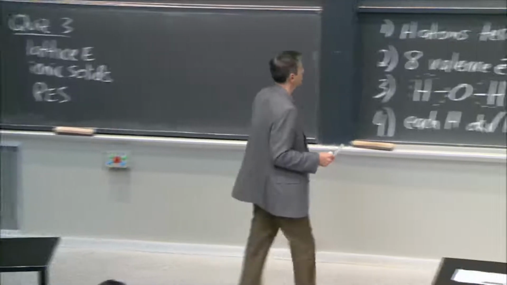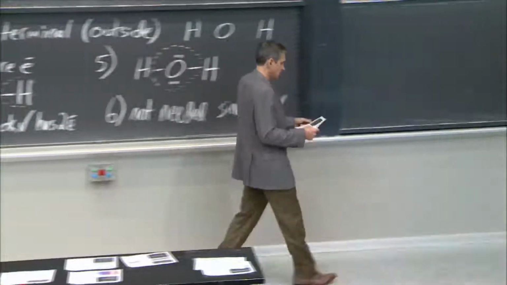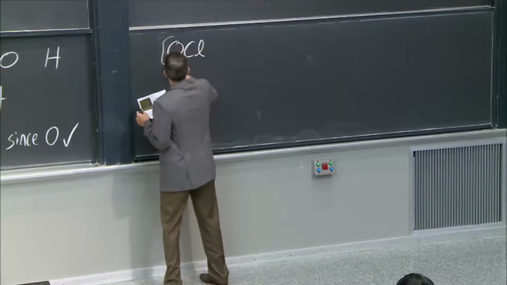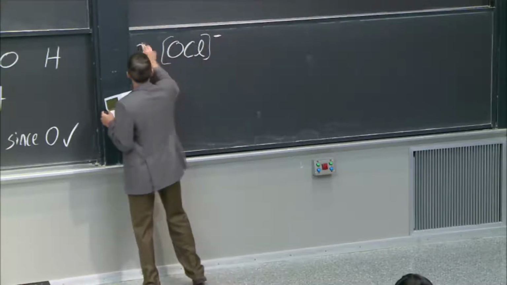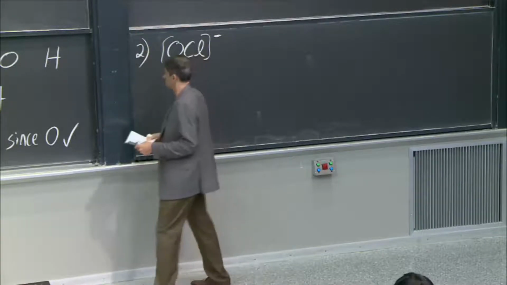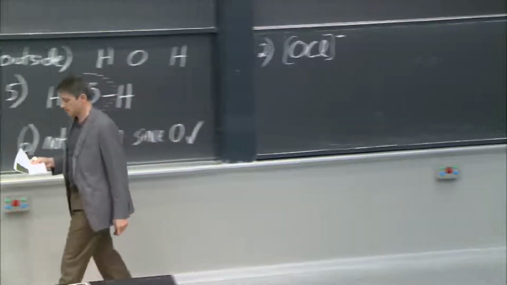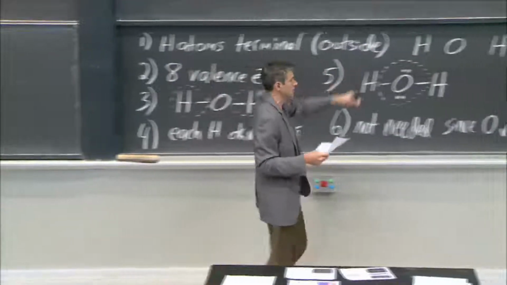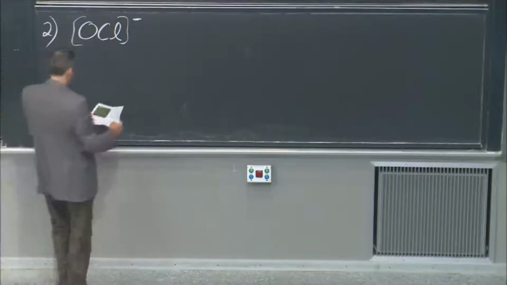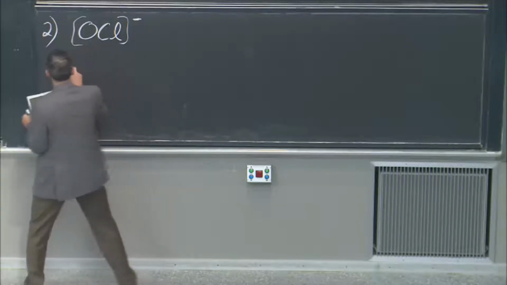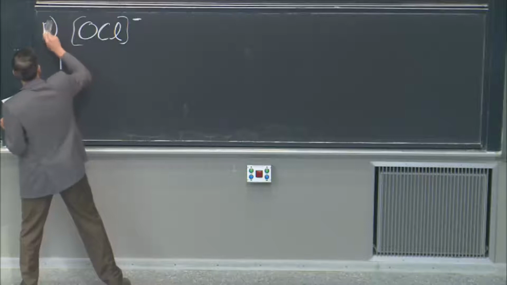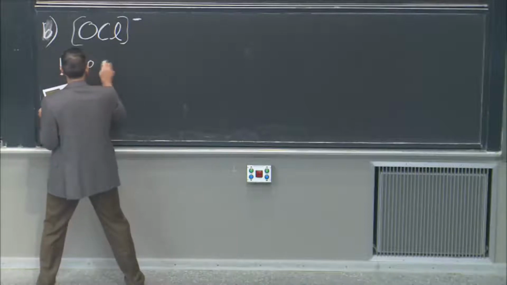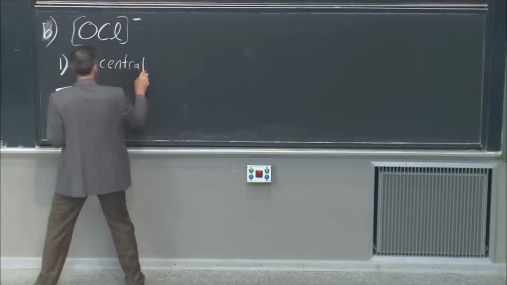Let's do another example. My next example is OCl⁻. I'm taking this and putting a charge on it. I'm going to go through the numbers again, a little faster. I want to know how this looks in a Lewis structure. There's only 2 atoms, so maybe I should have called this example B. There's only 2 atoms, so there's no central atom. That sounds like it might be easy.